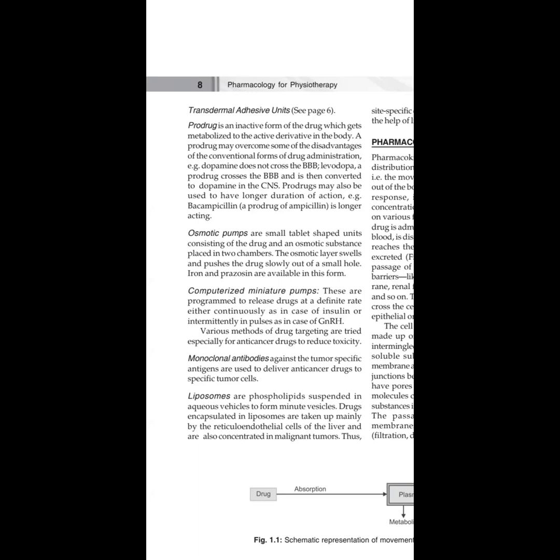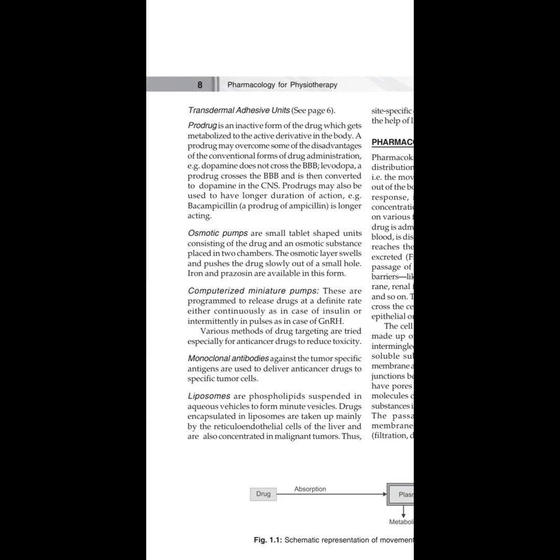So this product is not going to do anything by itself. It is just going to help the content to work, or if it is not able to do its work, this product is just going to go and help it. So dopamine does not cross the BBB. Levodopa, a prodrug, crosses the BBB and then converts to dopamine in the CNS. Prodrugs may also be used to have a longer duration of action, like ampicillin.